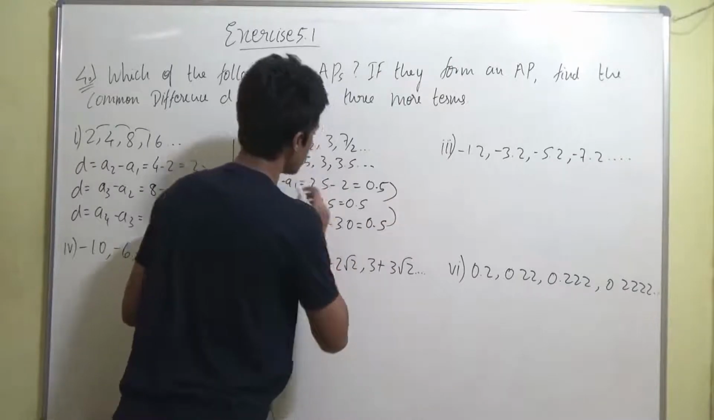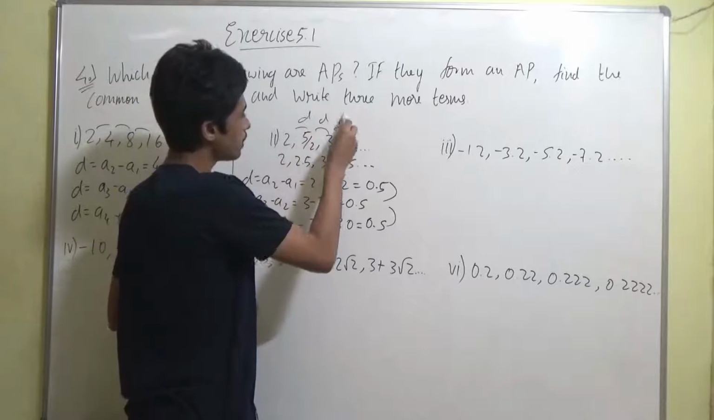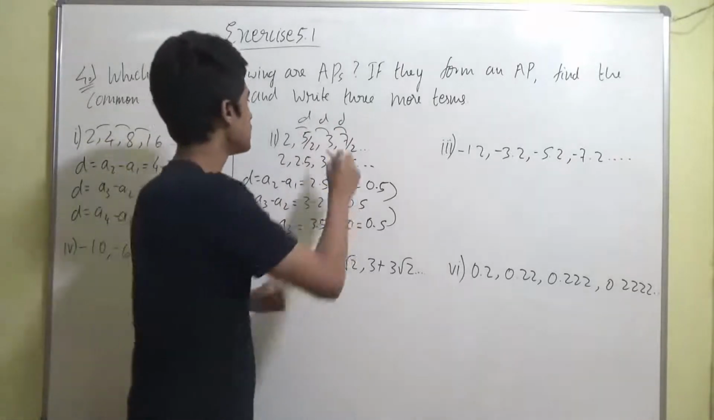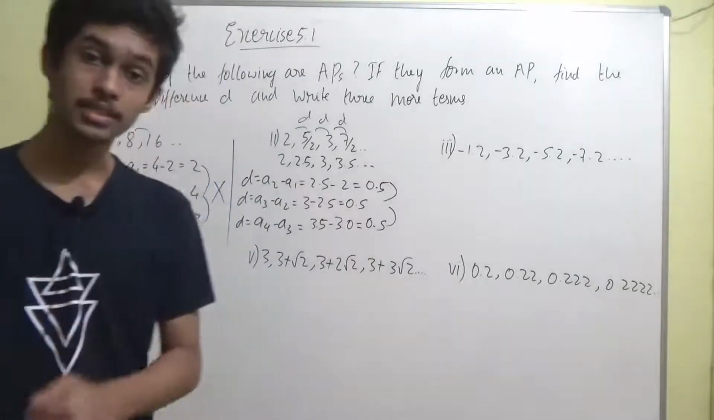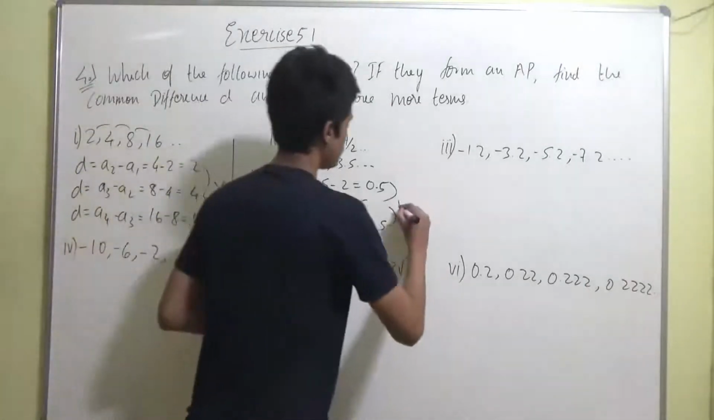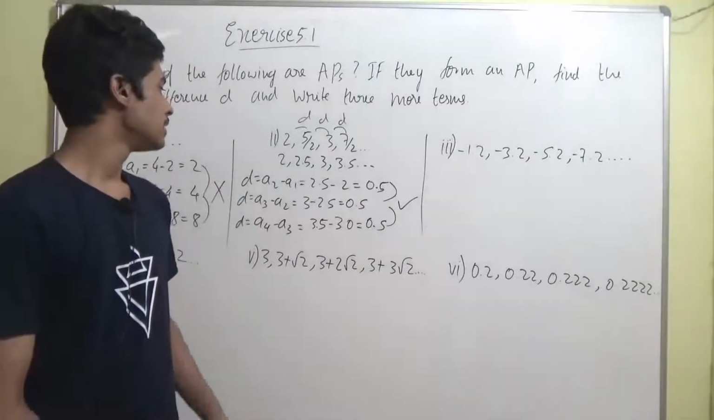So if you see here, guys, between all the 2 consecutive terms, the difference is coming out to be the same, right? The common difference is coming out to be the same, which means this series is an AP. Getting it, guys? So this series is an AP.